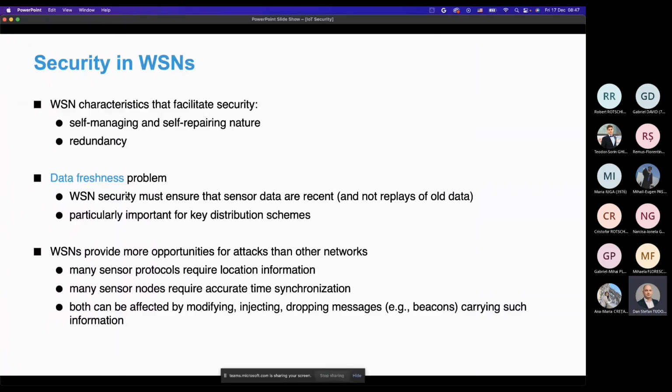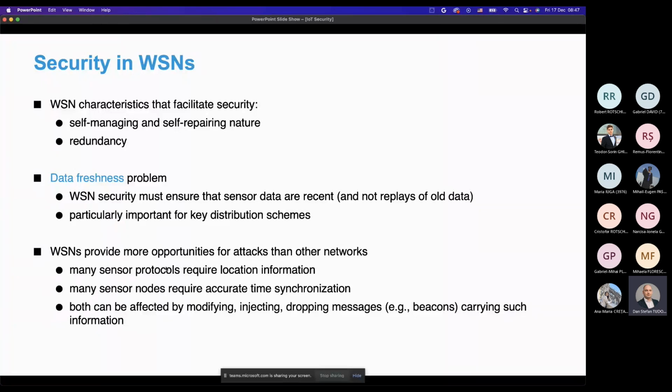There's a problem of data freshness often in IoT systems, in that security must ensure that the sensor data gathered through the sensor network is recent, so you do not display or replay old data. Of course, this is particularly important when you have a security protocol that distributes security keys in your systems. So you have more opportunities in general for attacks than for other networks.